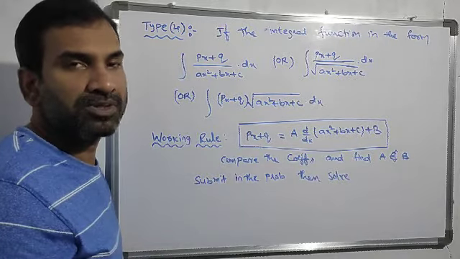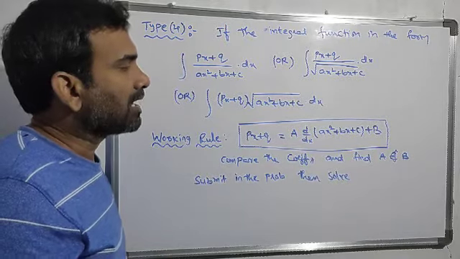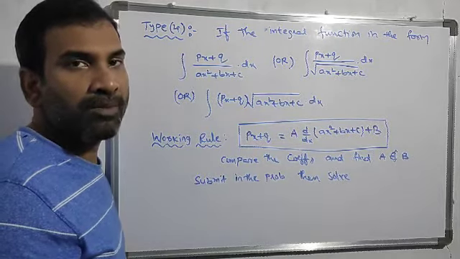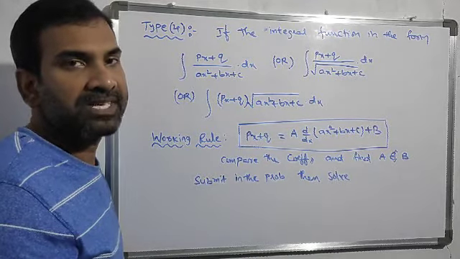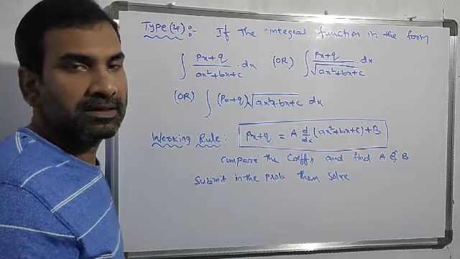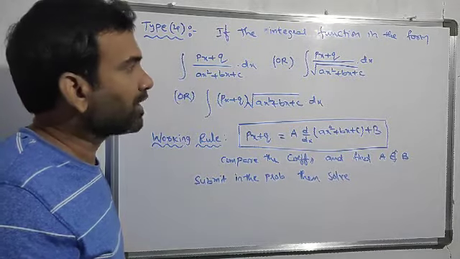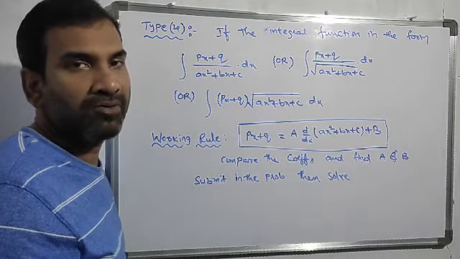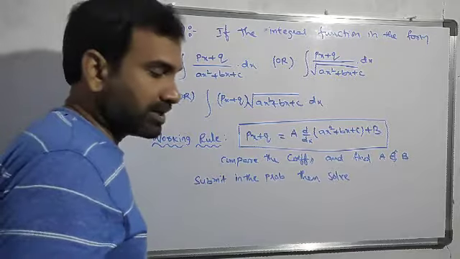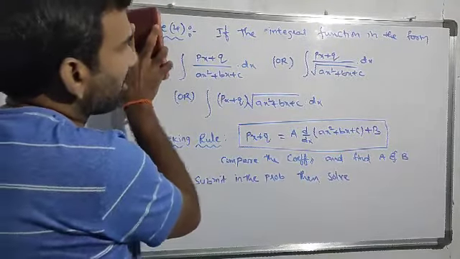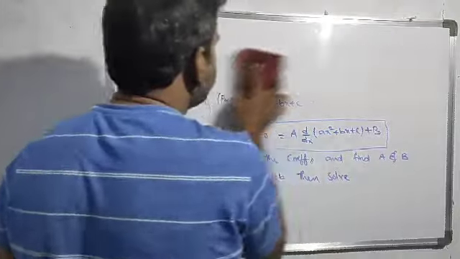This is our procedure. Now we will take one problem and solve it. We will get a good idea of this type of model problems. Okay, right. So this is our concept. Now we have to take one problem, so now I am erasing. In this type 4 I am taking one problem.